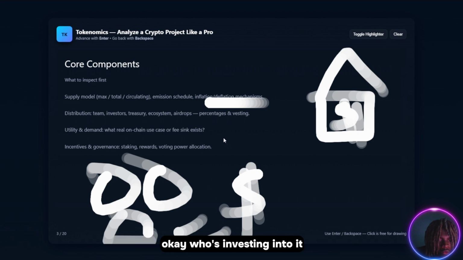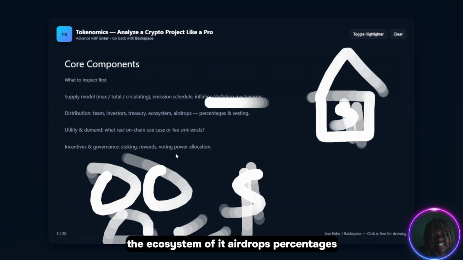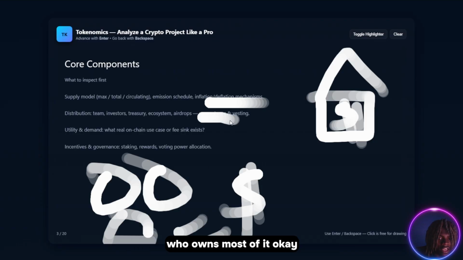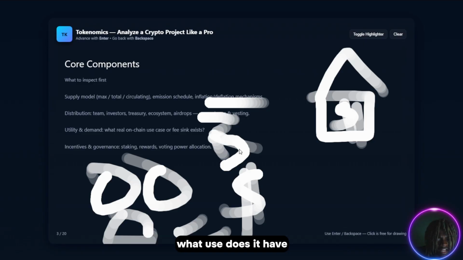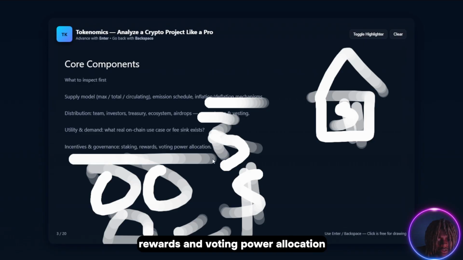Who's investing into it? Are big companies investing into it? Are government bodies investing into it? Are hedge funds investing into it? Do your research. Treasury, the ecosystem, airdrops, percentages, who owns most of it. Utility and demand: what real on-chain use or fee sink exists? What use does it have? And incentives and governance: staking, rewards, and voting power allocation.